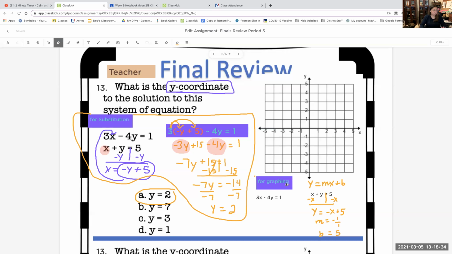So do you have to do both ways? No, just one. So this is for substitution, and I'm going to do it for graphing, and then you guys can choose which way you want to do it. Again, for the second one, I still need to get that y all by itself. So let me do this in a different color. Red. I'm going to get rid of this 3x by subtracting 3x from both sides.